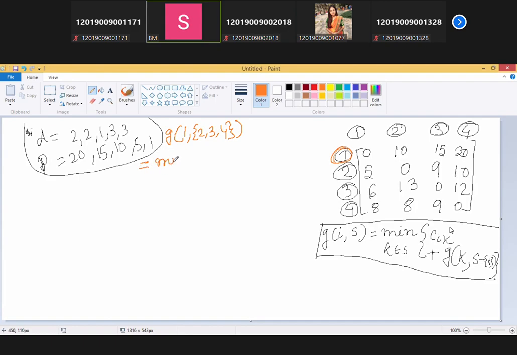So next, what will it be? Minimum of C1K, where K belongs to S. What is S? Now 2, 3, 4. So this will be C12, C13, C14.